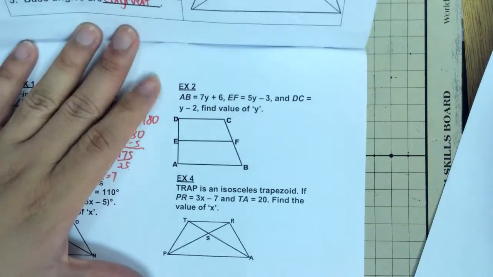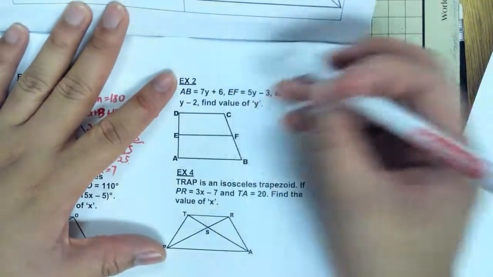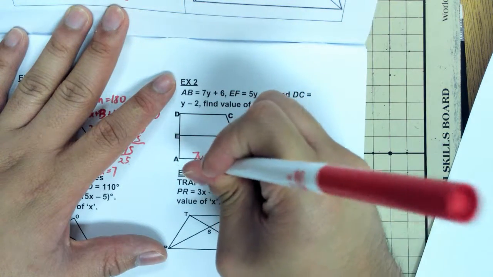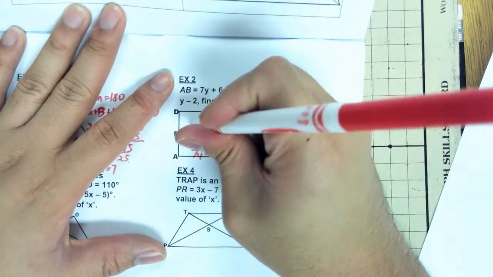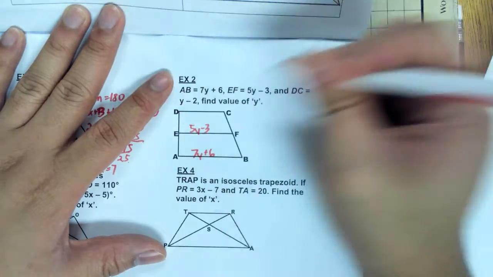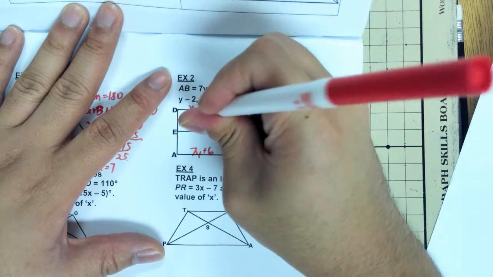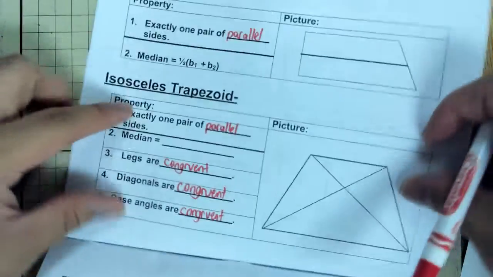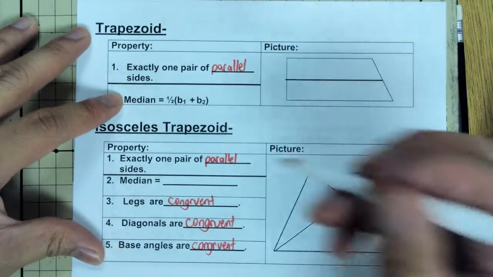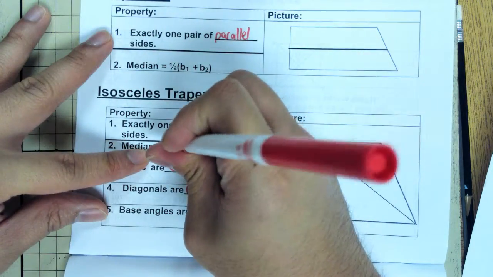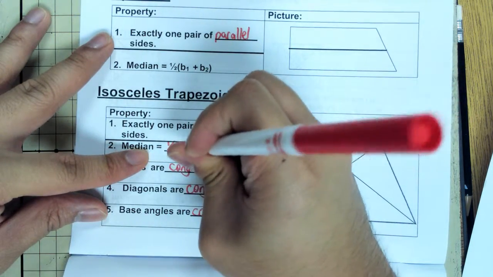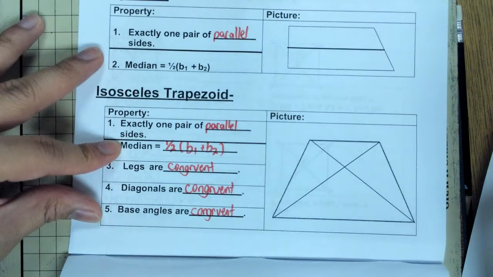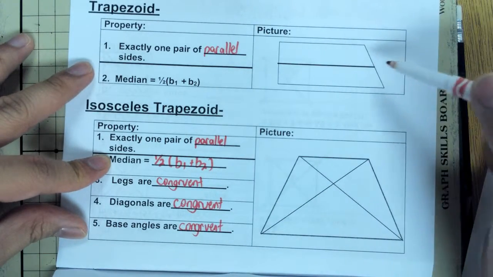Example 2. This time we have these different expressions. Let me write them on my picture. AB is 7y plus 6. EF is 5y minus 3. DC is y minus 2. So we have a formula for the median. The median is equivalent to 1/2 times base 1 plus base 2. So median is this line that goes in the middle.